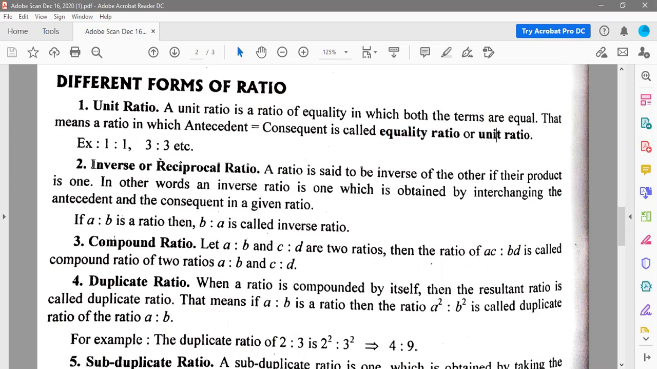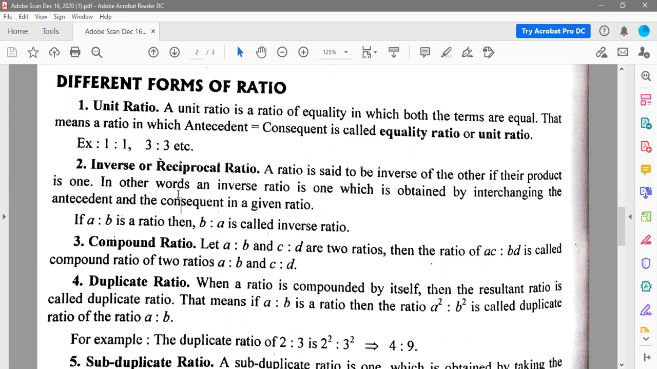Then inverse or reciprocal ratio. A ratio is said to be the inverse of the other if the product of the ratios is 1. If you have a ratio a is to b, then the inverse is b is to a. When you multiply the ratios, you get 1 as the answer. That is when you call them inverse ratios.